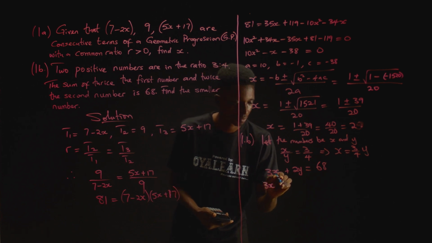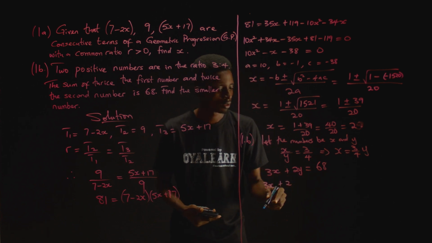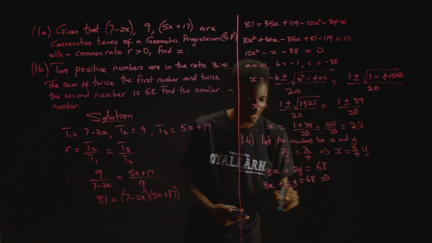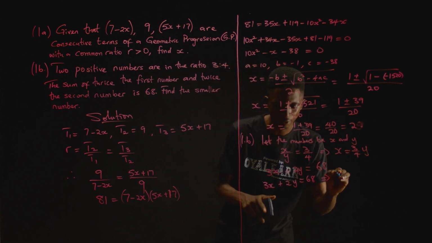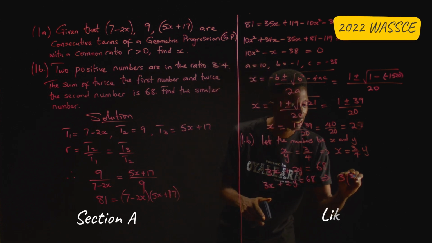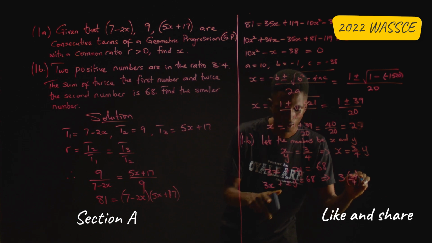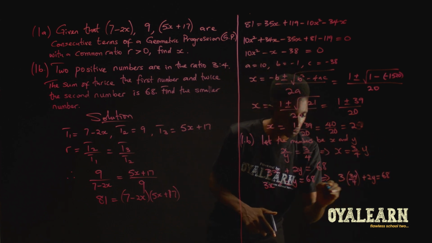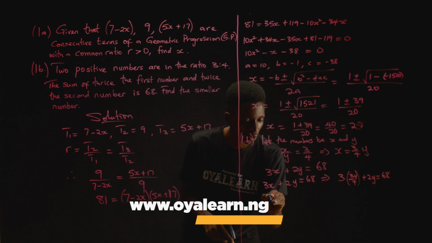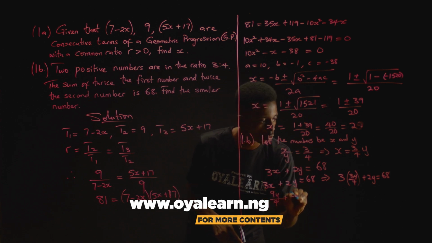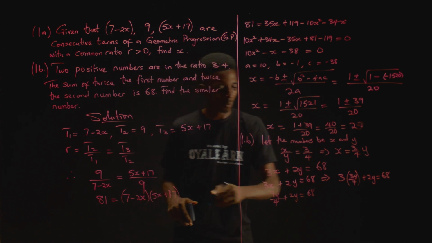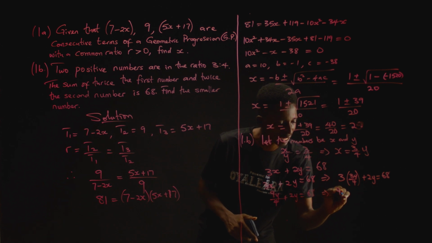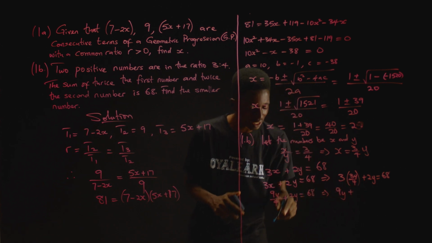So here we then have 3x plus 2y equals 68, which implies that, now in place of x here, we would have 3 into brackets 3y over 4 plus 2y equals 68. Now when we expand this, we should have 9y over 4 plus 2y equals 68. And when you multiply through by 4, we're going to have 9y plus, now 4 times 2, that is 8.